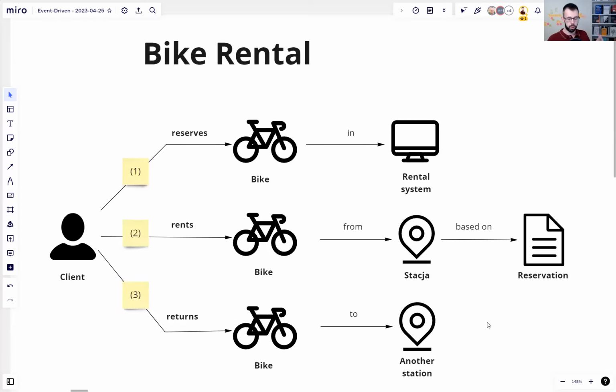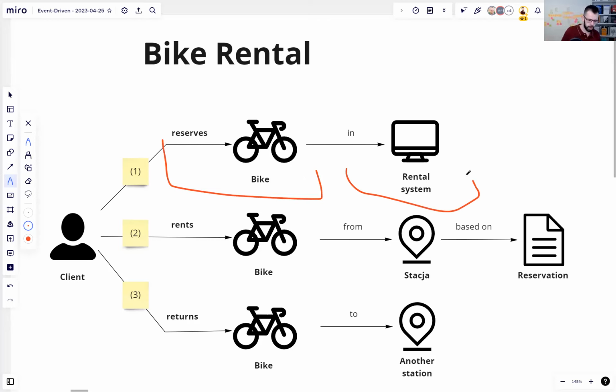This is the high-level visualization of the main process, and it originates from the domain storytelling technique. In this bike rental system, we would have two main processes. First, our client will reserve a bike in the rental system. They will be able to reserve a particular bike to get it when they come to the actual station. So they will be able to get a bike.